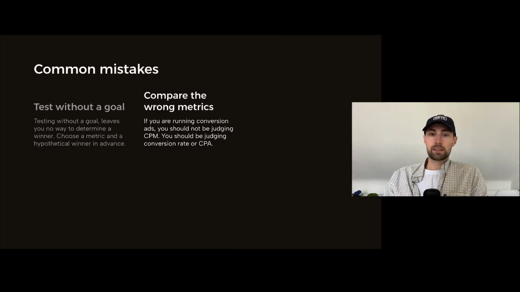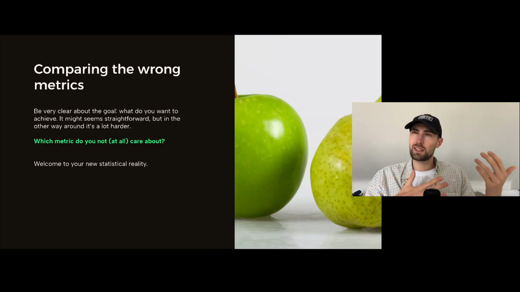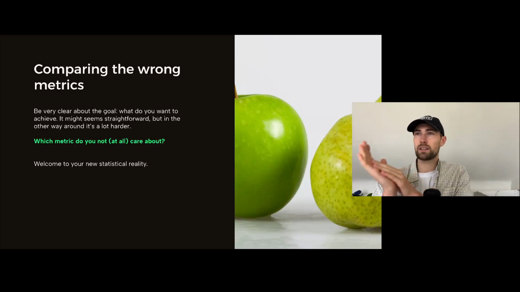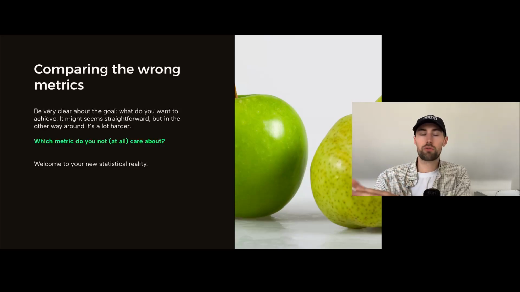The second common mistake is comparing the wrong metrics. You don't want to compare apples and pears, obviously. You want one metric that is good to judge both creatives on. To make it a lot easier for you, it's good to think about which metric do I not at all care about. Let's say you're running a conversion campaign, then you don't want to judge the campaigns on CTR. CTR can be an indicator of a higher conversion rate, but not necessarily. So you want to judge the ads on conversion rate, or maybe even, if relevant, on the cost per acquisition, so the cost per conversion.